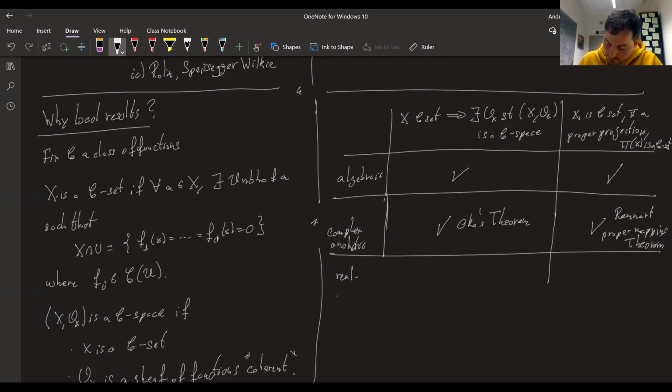Now what happens in real analytic is that already this first passage is not going to be true. You're going to have examples of real analytic sets that admit no structure of real analytic spaces. So there's already going to be a difference between working with real analytic sets and working with real analytic spaces. And here projections are also no, you have all the subanalytic sets.